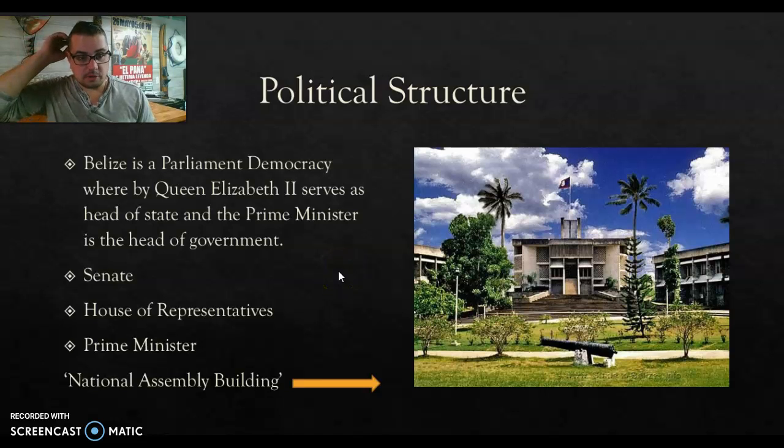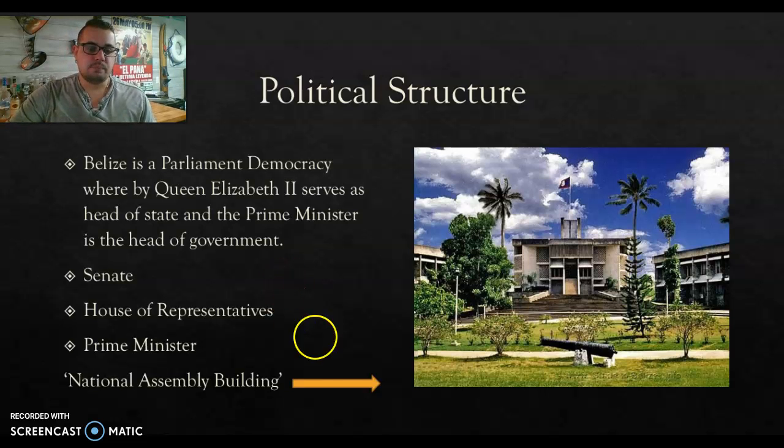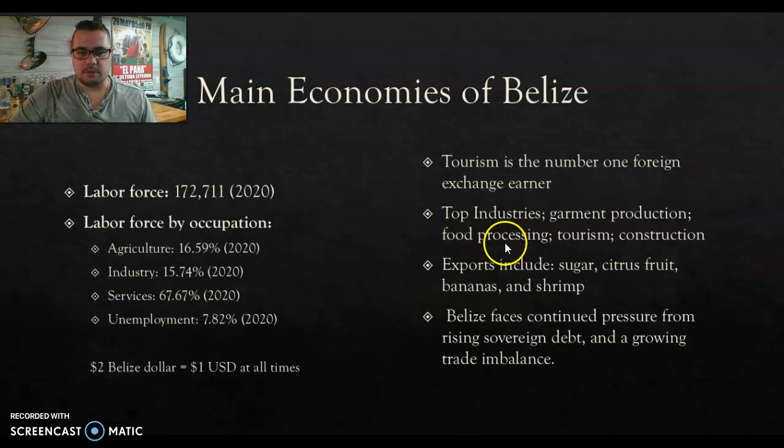The political structure, like I said, they are still part of British rule a little bit, where the Queen of England still serves as the head of state. They do have a prime minister, a senate, and a House of Representatives. So it is very much set up just like England is. Over here on the right, there is a picture of the National Assembly building in Belize.